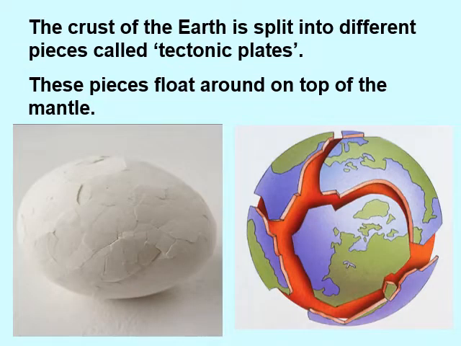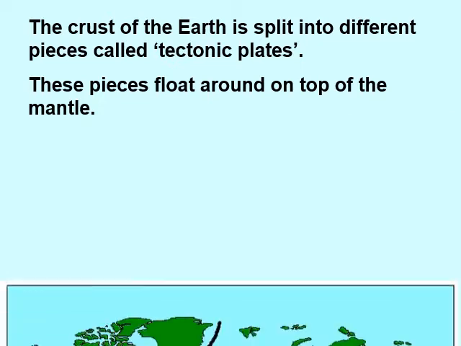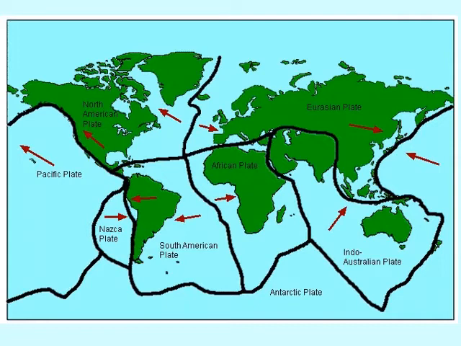Okay, so as we've just discussed in the last slide, the crust of the Earth is split up into different pieces called tectonic plates. And these tectonic plates kind of float around on the mantle and they move over time. So if we look at a map here, we can see the main plates that we have on our Earth.